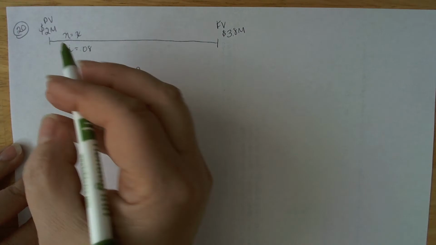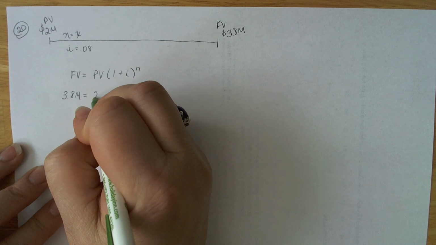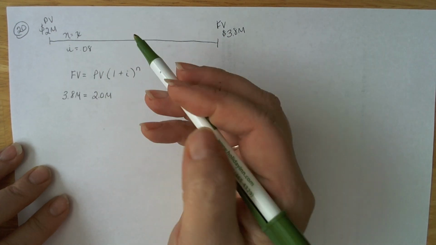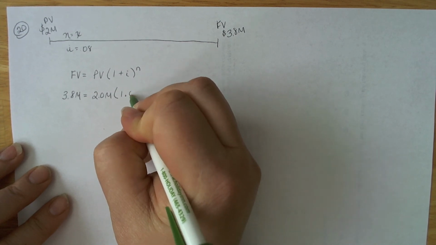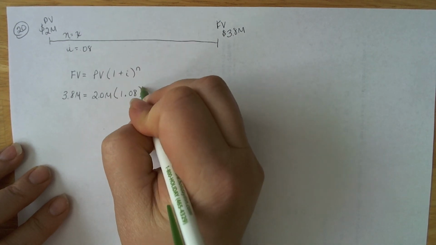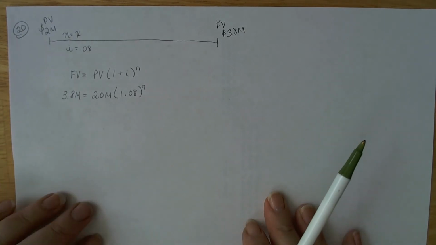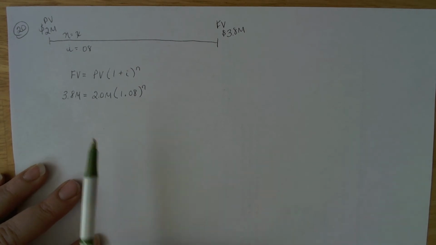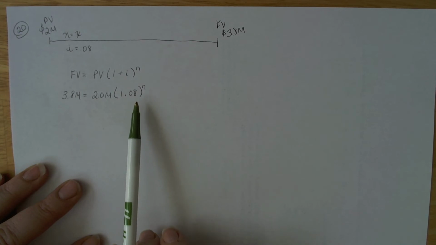And then when we fill in our numbers, we get 3.8 million equals 2 million times 1.08, which is our interest rate, and we're solving for n. Now, if we just look at this from a common algebraic situation, we know that in order to solve for n, we need to get n by itself.